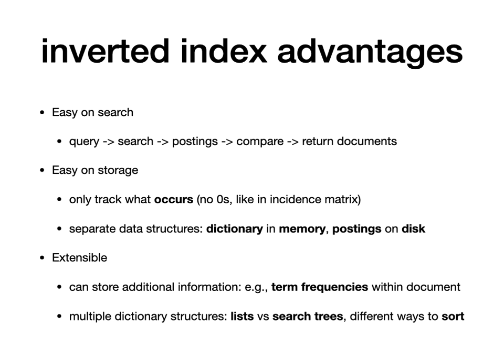matrix. We only keep track of what does occur, and we can split these different substructures up as needed across different methods of accessing the information. You could store the dictionary in memory, the postings on disk, and maybe have all of the documents on the internet. That's the Google way, at least. And we can keep extending this. That's the other beautiful thing here.